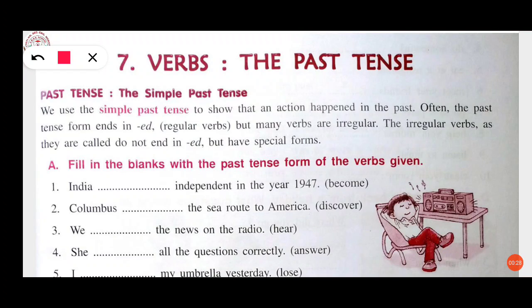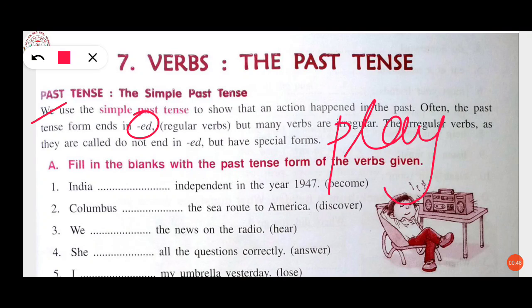First, what is given in simple past tense: we use the simple past tense to show that an action happened in the past. Often the past tense forms end in ed. That is ed, it means we have learned one example like play. If I am using play and we are talking about past tense, we will add just ed with that verb. Generally we add ed with the verbs.